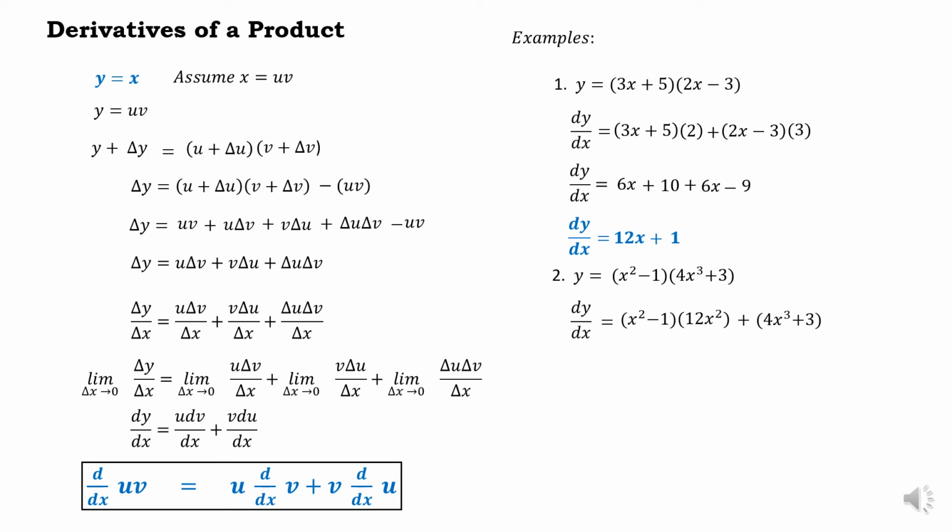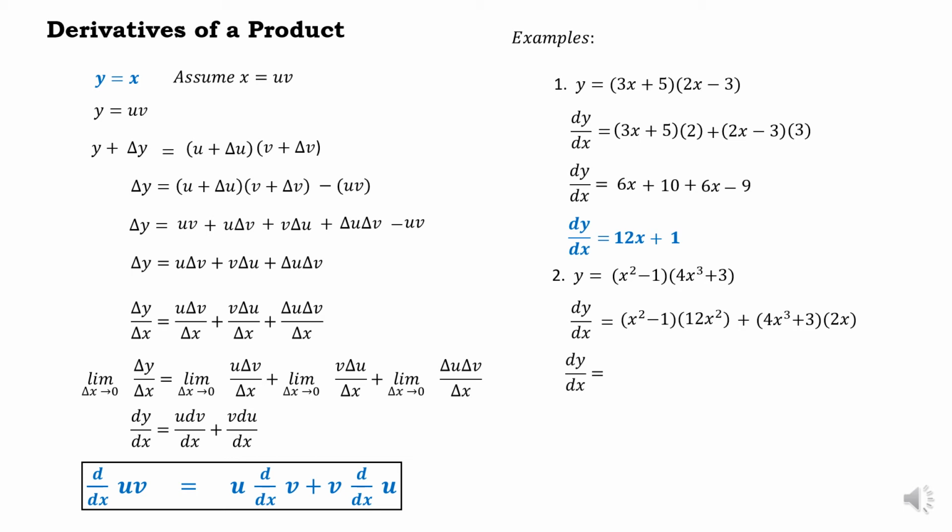Then plus, copy the second function which is 4x cubed plus 3, multiply with the derivative of x squared minus 1. Since the coefficient of x squared is 1 and the exponent of x is 2, 2 times 1 is equal to 2, then subtract 1 from the exponent, therefore the derivative of x squared becomes 2x, and the derivative of negative 1 is equal to 0.